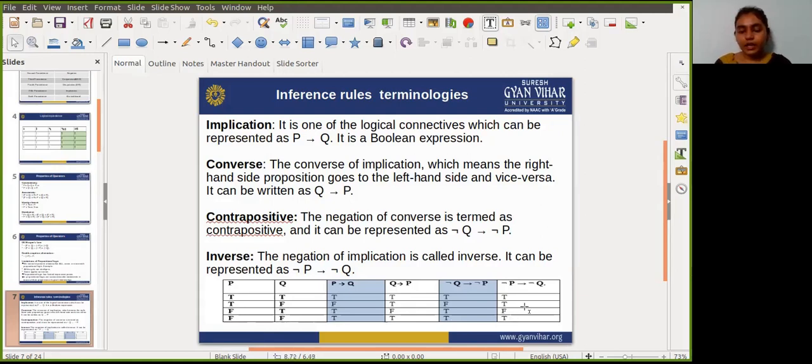So guys, if you check, the inverse and converse are equivalent to each other, and implication and contrapositive, these both are equivalent to each other, right?